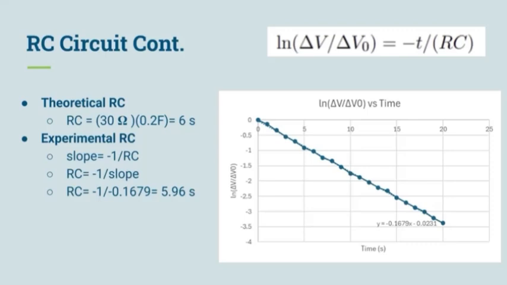time constant. The theoretical RC constant was calculated by multiplying the 30 ohms in the light bulb and the capacitance in farads to get 6 seconds. For the experimental RC constant, the slope was equal to negative 1 over the RC, which was then set up to be negative 1 over the slope of the graph, which was negative 0.1679. So the time constant was found to be 5.96 seconds, which is very close to the theoretical time constant.